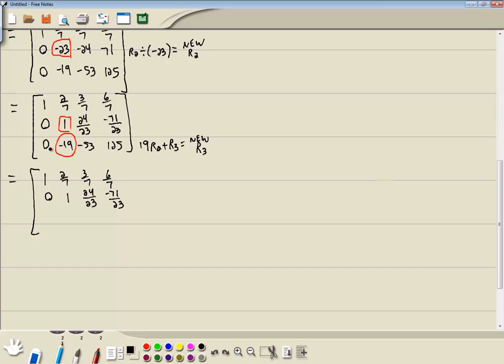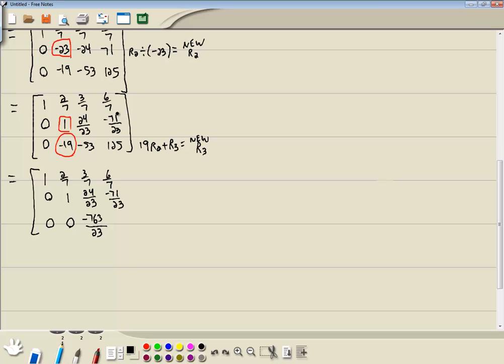Okay, 19 times 0, 0 plus 0, 0. 19 times 1 is 19 plus negative 19 is 0. 19 times 24 over 23 plus negative 53. So let me do it on my calculator. 19 times 24 divided by 23, and then plus negative 53. Then math, enter. And I get negative 763 over 23.